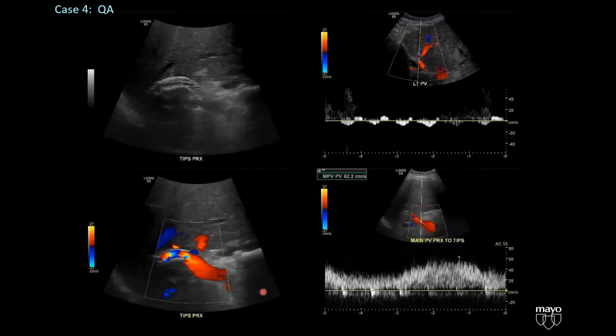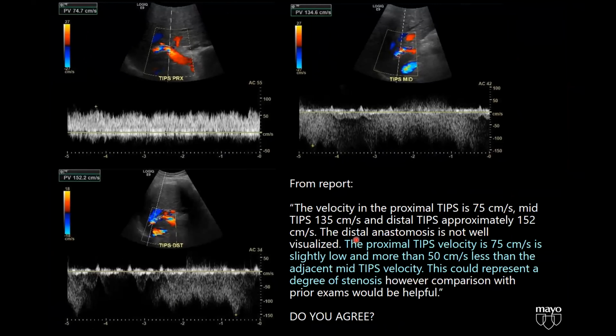Okay, case 4. Now this is a QA case. So here we go, left portal vein, it's kind of bidirectional, not really seeing it well, so I'm going to say it's stagnant. The TIPS is open here. The TIPS is patent. It's got 62 centimeters per second. That's pretty good. We go to the proximal TIPS, 74, mid TIPS, 135, distal TIPS, 152. Remember, my number was 100 centimeters per second. So ordinarily, I would not have called anything wrong with this.